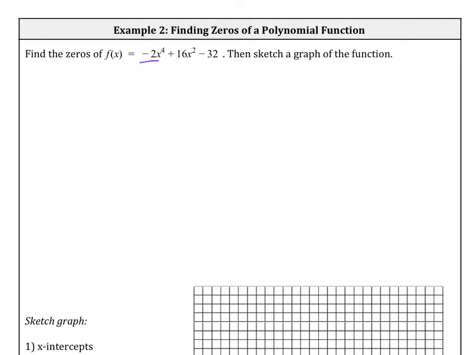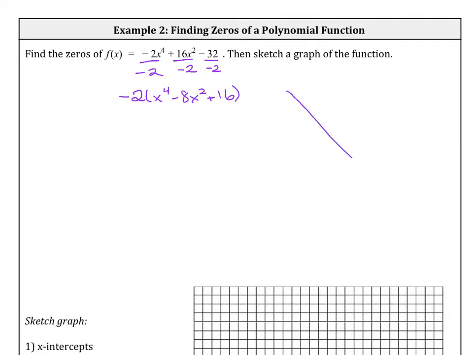What can we divide out of every single term? Let's go ahead and divide out a negative 2. So no variable that we can take out. So when we divide out a negative 2, write it to the front. Then we're left with x to the fourth, negative 8x squared, and then negative 2 goes into negative 32, 16 times.